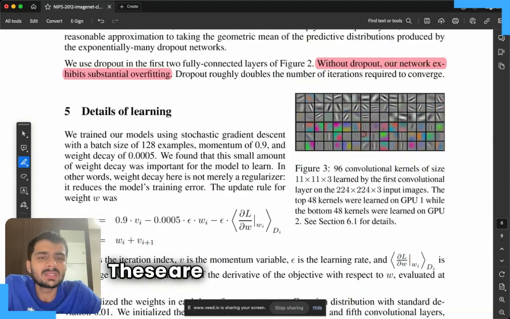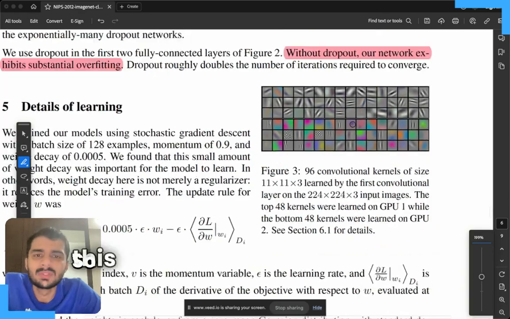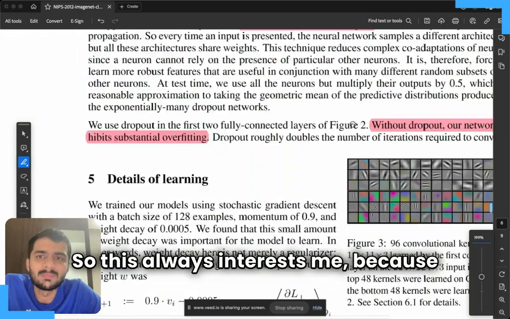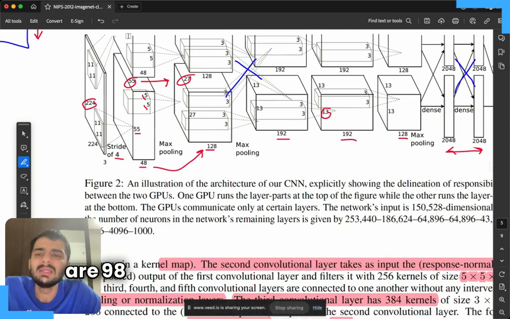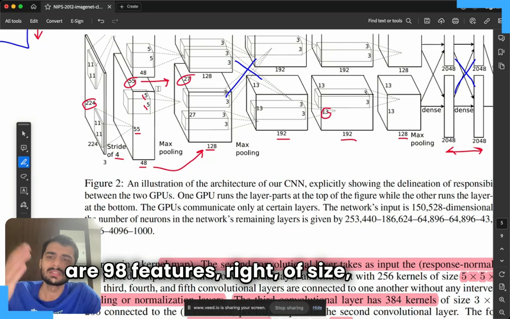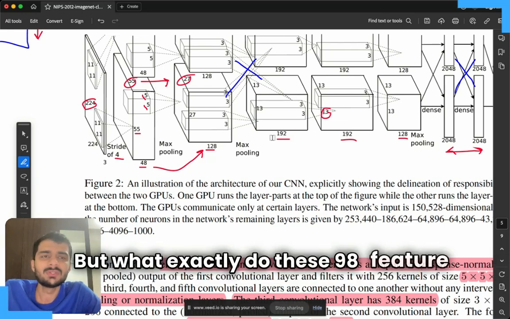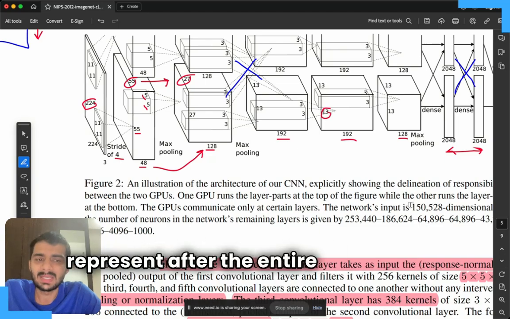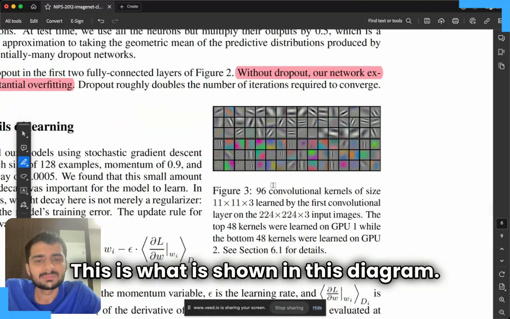These are some of the feature maps which the network has extracted. So this always interests me because right now when you look at this diagram, you see that there are 98 features, right, of size 55 by 55. But what exactly do these 98 feature maps represent after the entire network has learned? This is what is shown in this diagram.